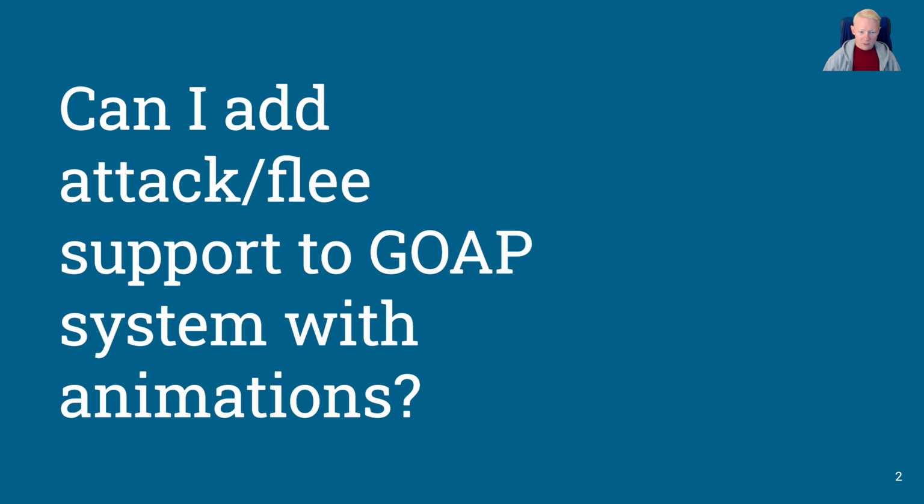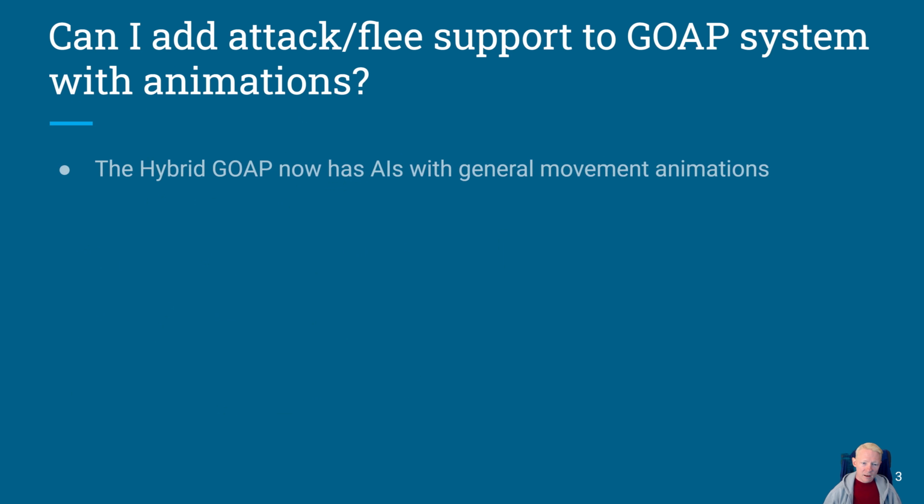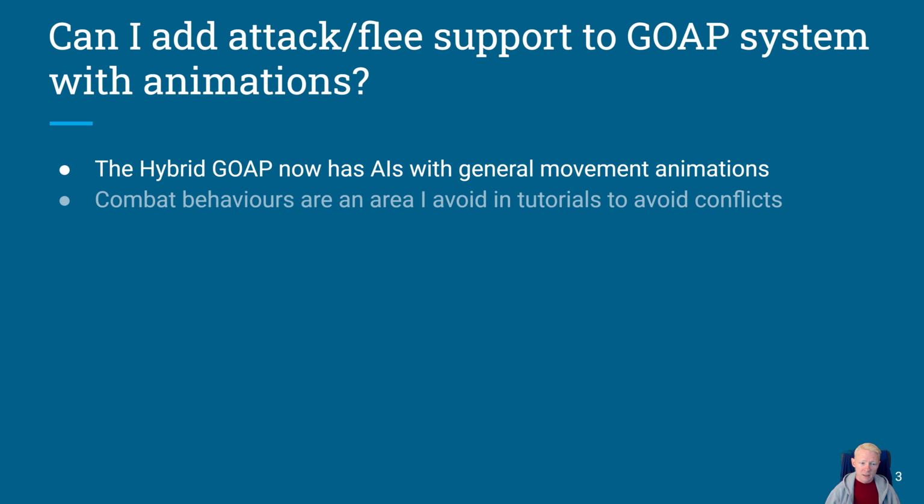So one of the questions was about me adding attack and flee support to the GOAP system, and in particular with highlighting being able to trigger animations. So looking at that, with the hybrid GOAP system, there is now, with the AIs, a lot of general movement animations and things like that in there. So I have expanded that to include that as just a general thing always present.